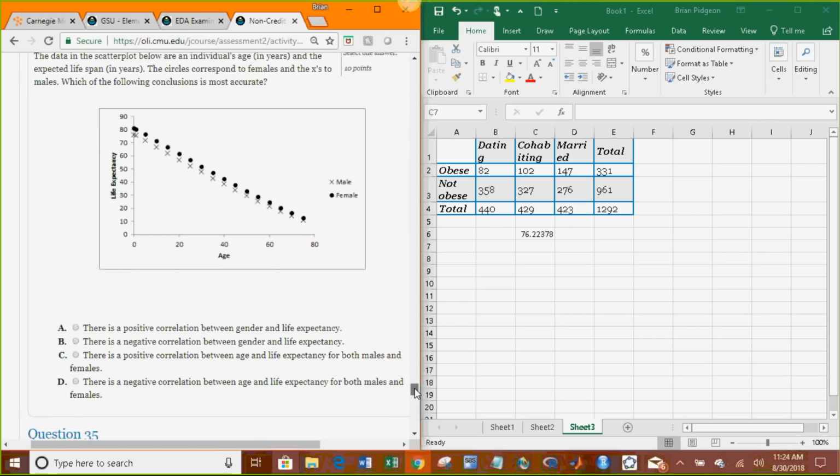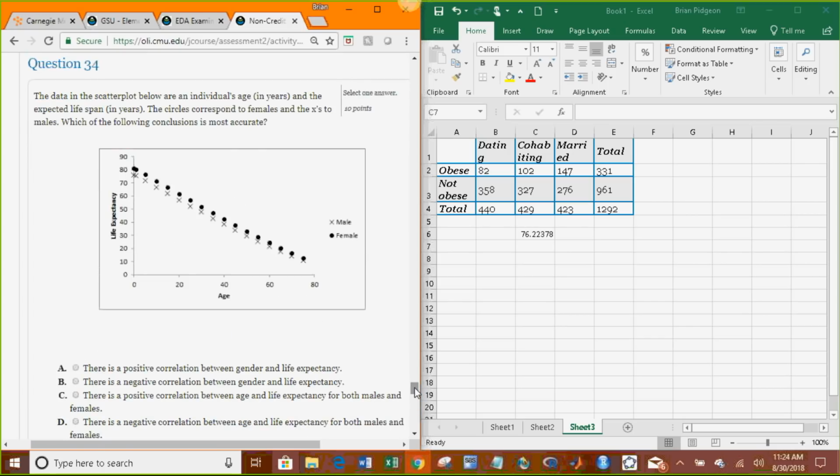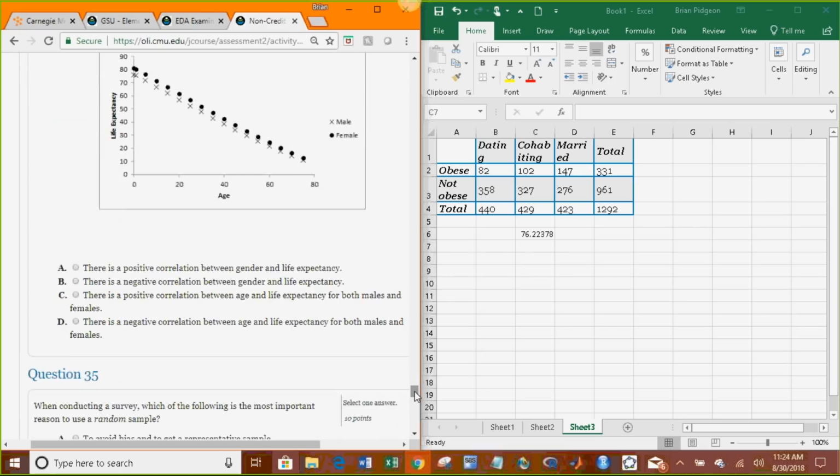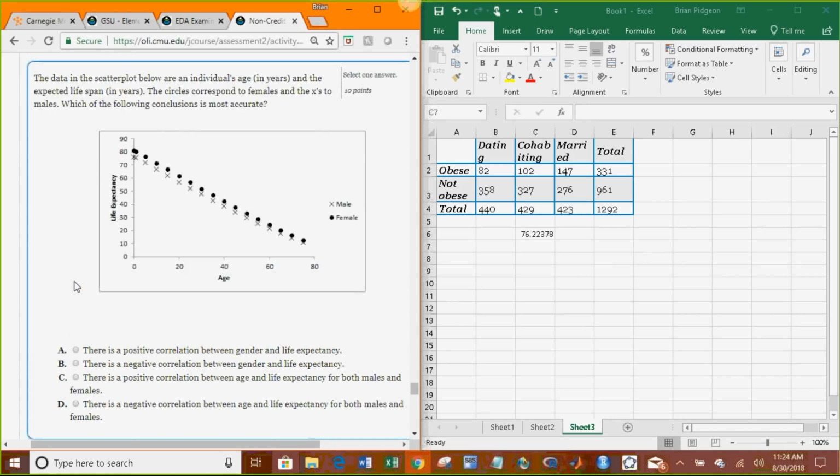Wow. Okay. Next, a scatter plot. The circles correspond to females and the X's to males. Which of the following conclusions is most accurate? So we would say for both scatter plots, it should make sense: as you get older, your predicted life expectancy goes down. So that would be a negative correlation between age and life expectancy.